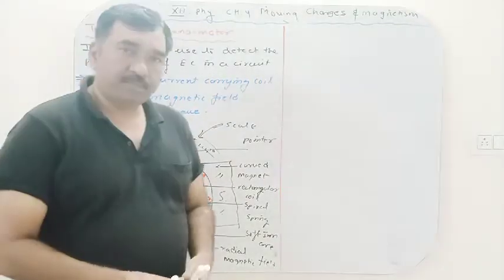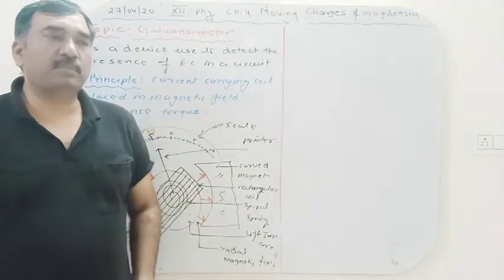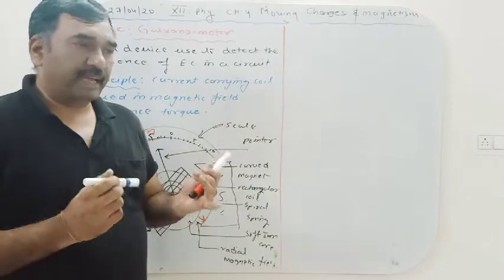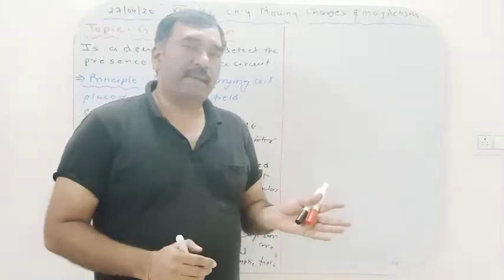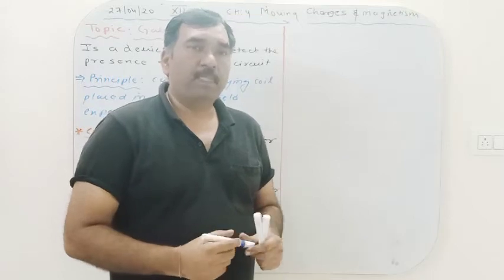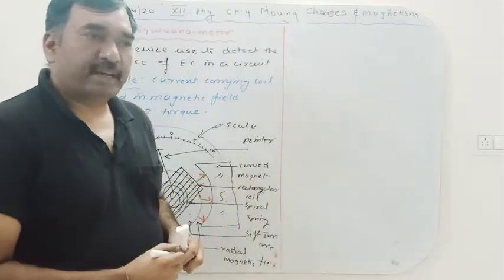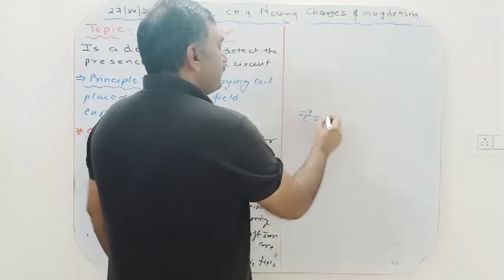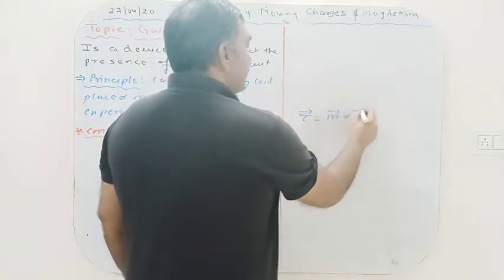Good morning, students. In the last lecture, we discussed the magnetic moment. Today, before moving on with the magnetic moment, let us recall the torque acting on a rectangular coil when it is placed in a uniform magnetic field. What is the formula for the torque? Tau is equal to m cross B.